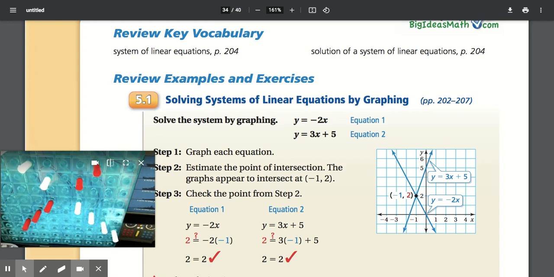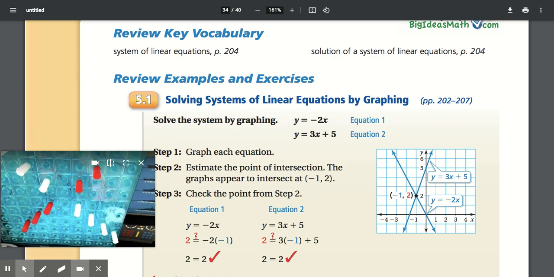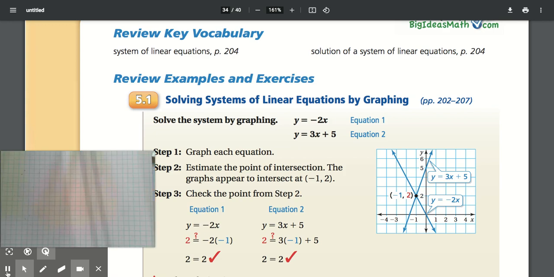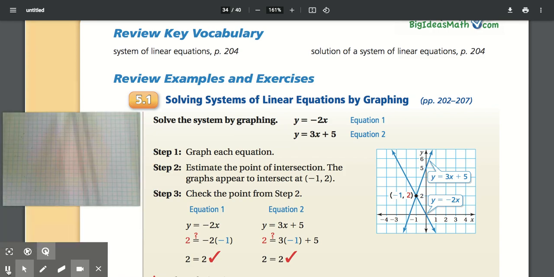In the long run, this will save you a ton of time and have some real life applications. So hold on to your horses. We're going to do our first strategy, which is solving systems of linear equations by graphing. Now, when you're solving systems of linear equations by graphing, you have to be super duper precise. And there are really three steps.